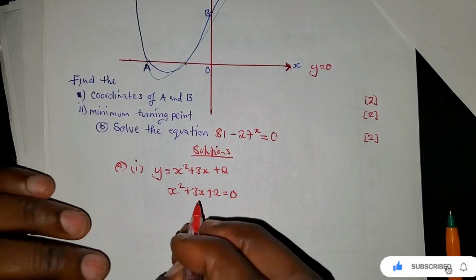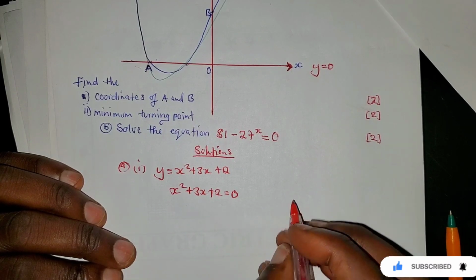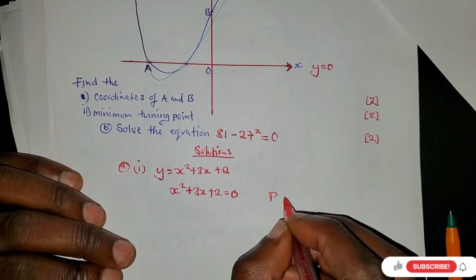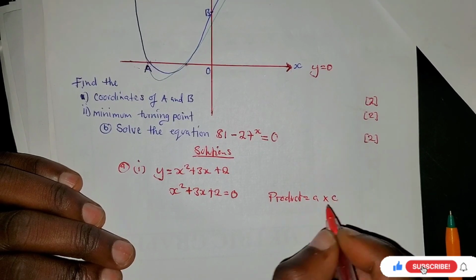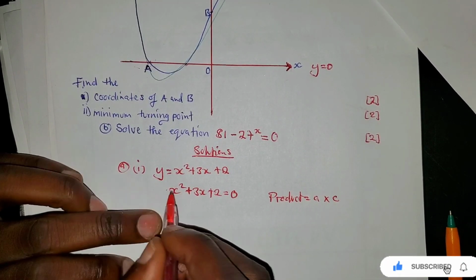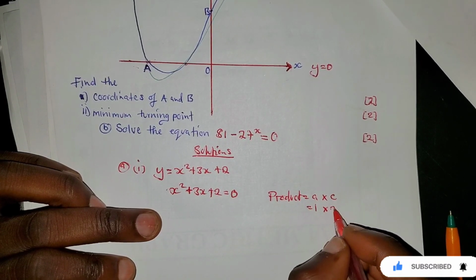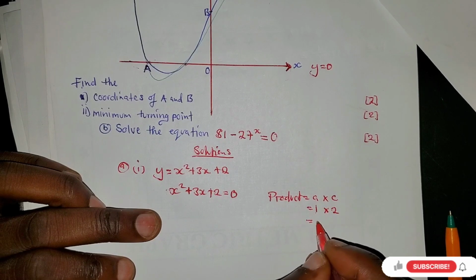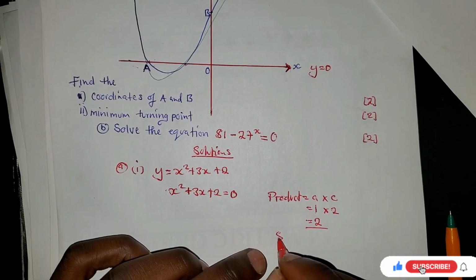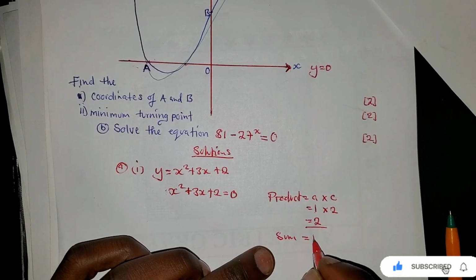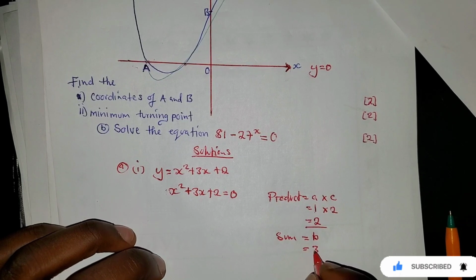Now, let's solve the value of x by factorization. We're going to find the product of a and c, where a is the number in front of x squared, which is simply 1, and c is the constant, which is just 2. So 1 times 2 is 2, so the product is 2. Then the sum is b, and b is positive 3.